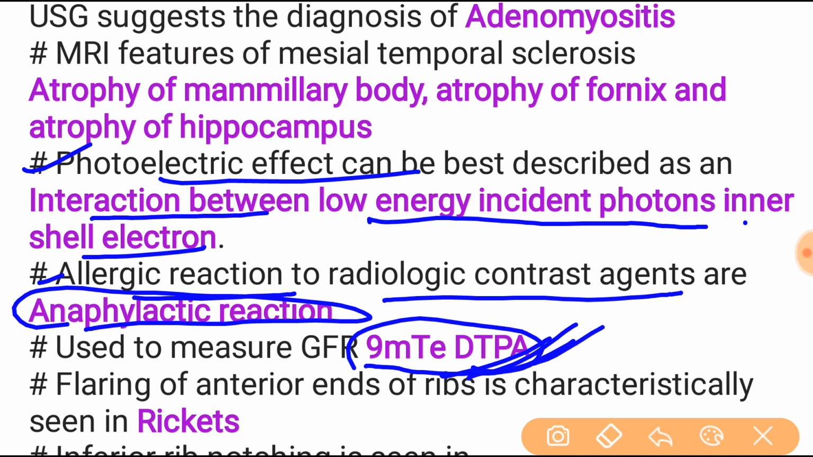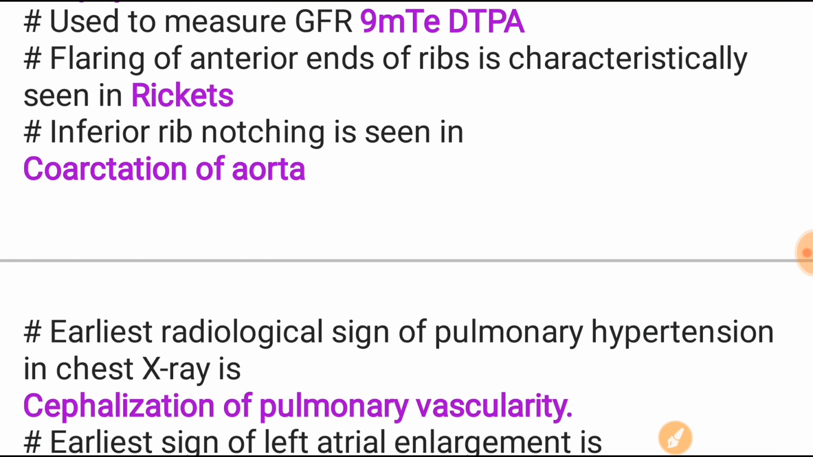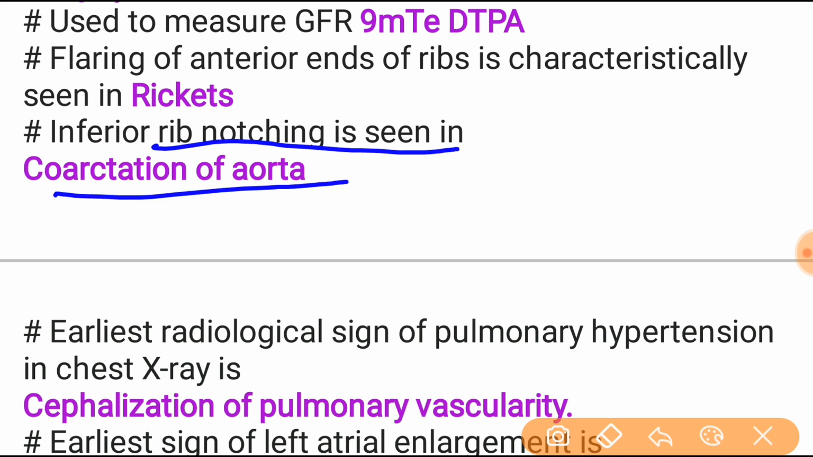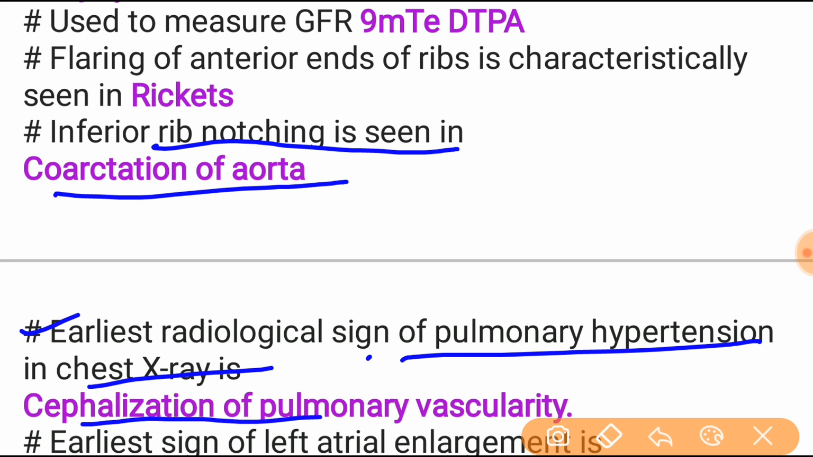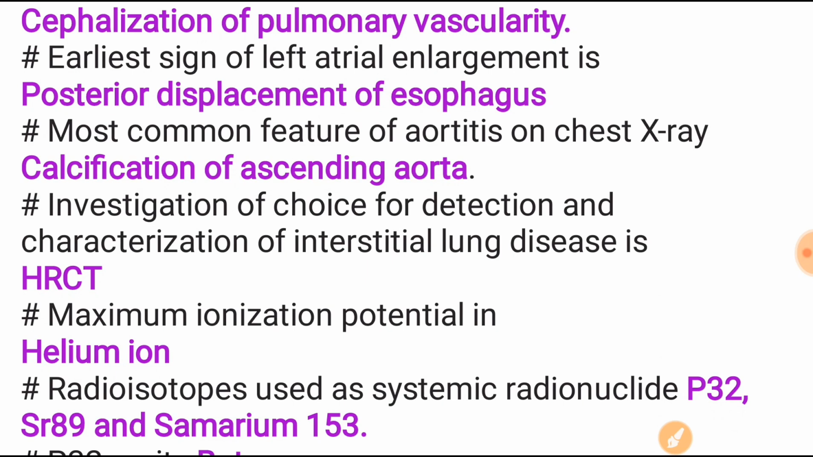Flaring of the anterior end of ribs is characteristically seen in rickets. Next, inferior rib notching is seen in coarctation of the aorta. Earliest radiological sign of pulmonary hypertension on chest X-ray is cephalization of pulmonary vascularity. Earliest sign of left atrial enlargement is posterior displacement of the esophagus.